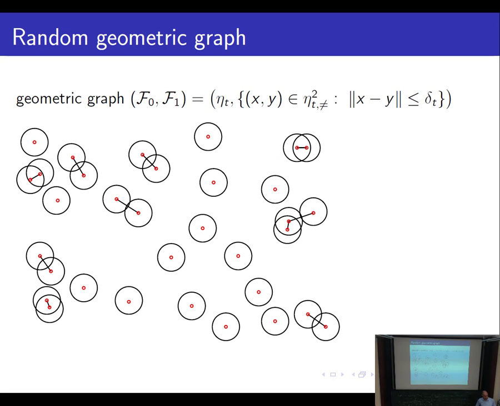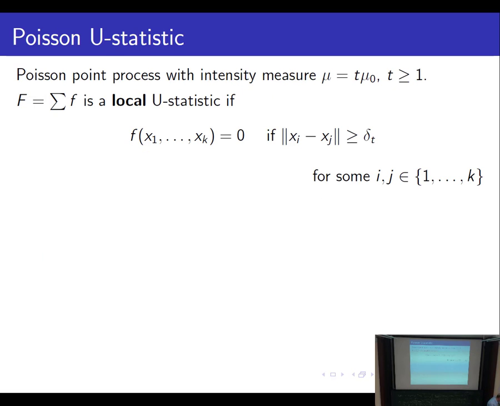Let's come back to the original question. We have this random geometric graph, we have our Boolean model, and we want to know how the edge length behaves. And the very nice thing is that this is not even an arbitrary U statistic. Clearly this is a U statistic: you check for all 2-tuples whether they are sufficiently close or not, and that's all you have to do. If they are sufficiently close, then it's fine, but if they are too far away, then nothing happens. So what you have is some kind of local U statistic, where as soon as the points are too far away, everything vanishes. And this is what we have in our geometric random graph.